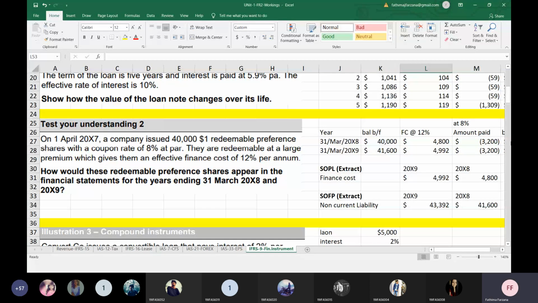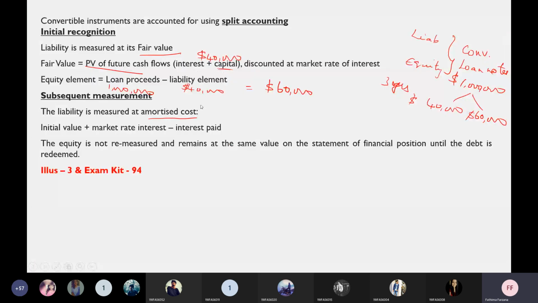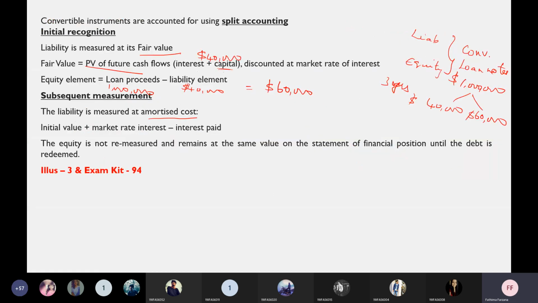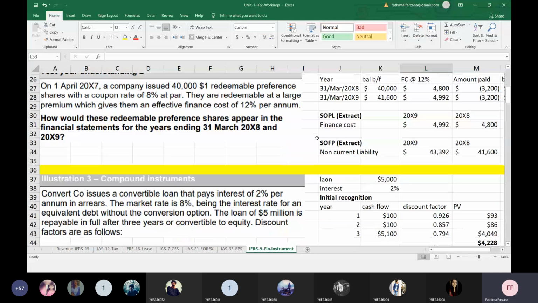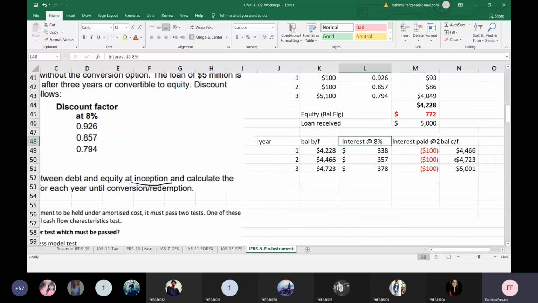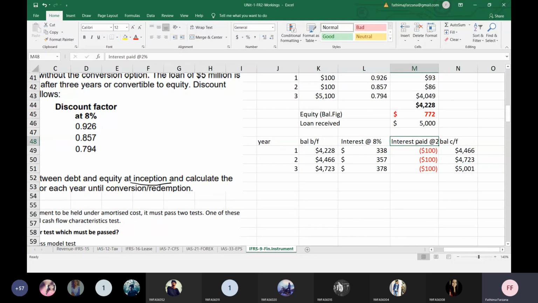So coming to the finance cost in this particular problem, it is redeemable preference shares, which is a convertible security. It is mentioned in the previous question: the lender will accept a rate of interest below the market rate for non-convertible instruments. But as such, I didn't find anything in the split accounting, so I have to check and get back to you. As this is a convertible security, whether interest at 8% is a finance charge or interest paid at 2% is a finance charge.